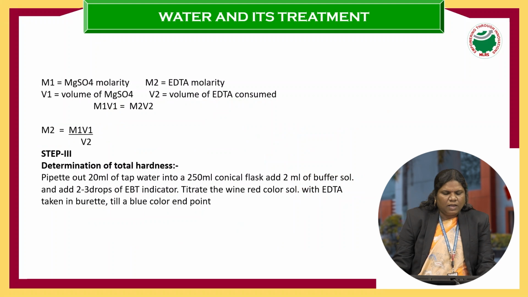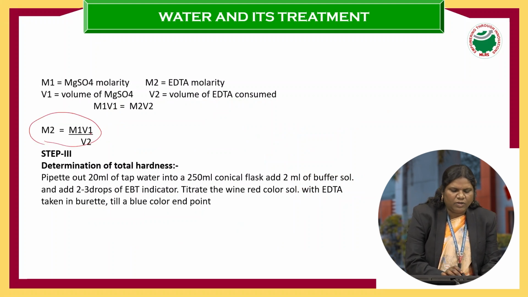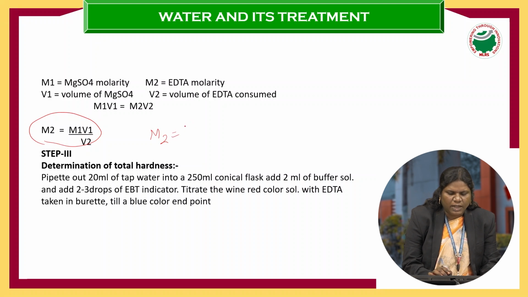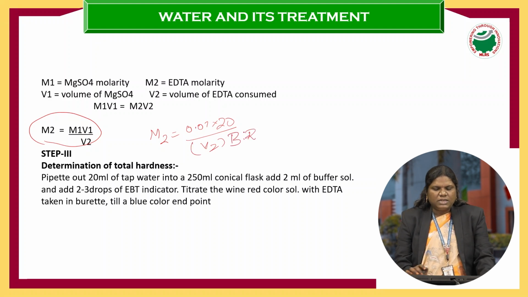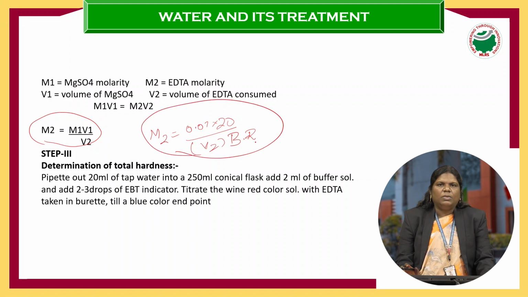Here we substitute the values into the formula M2 equals M1 V1 by V2. Here M1 is the MgSO4 molarity, M2 is the EDTA molarity, V1 is the volume of MgSO4, and V2 is the volume of EDTA consumed. We have to find M2, the EDTA molarity. The MgSO4 molarity we know is 0.01, into the volume of MgSO4 we have taken, 20 ml, by the volume of EDTA consumed, whatever the burette reading is. By substituting all these values in the formula, we will get the molarity M2 of the EDTA.